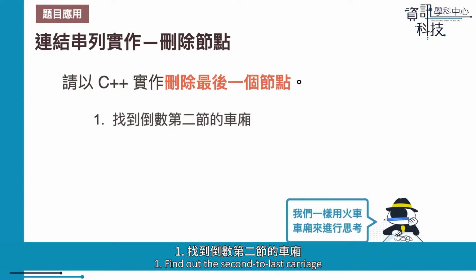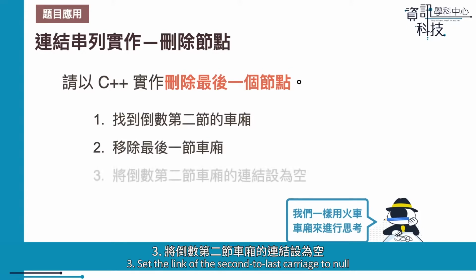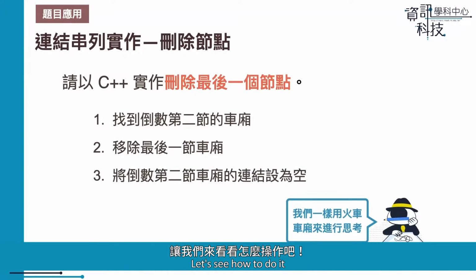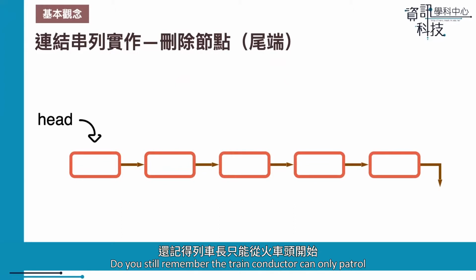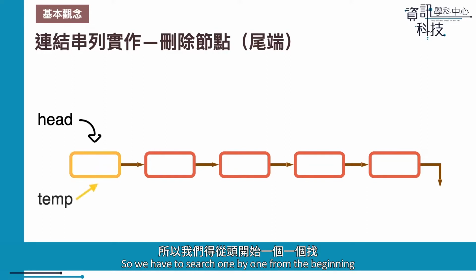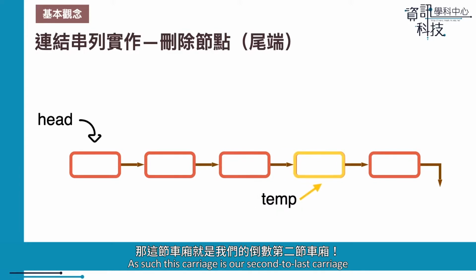1. Find out the second to last carriage. 2. Remove the last carriage. 3. Set the link of the second to last carriage to null. Let's see how to do it. Do you still remember the train conductor can only patrol each carriage one by one starting from the locomotive? So we have to search one by one from the beginning to see which carriage's next link is null. As such, this carriage is our second to last carriage.